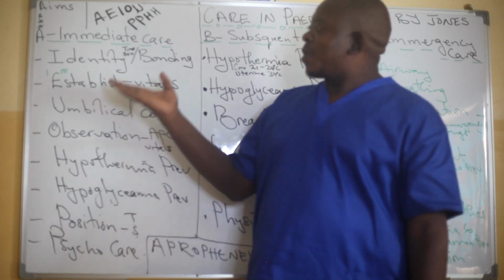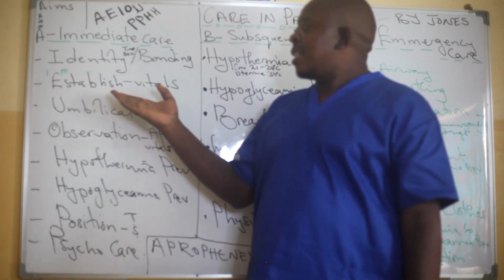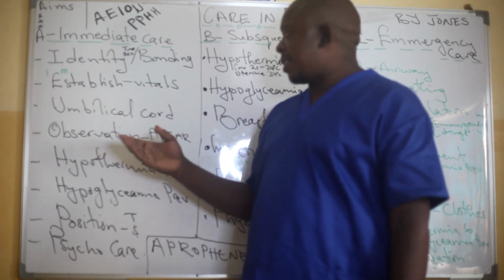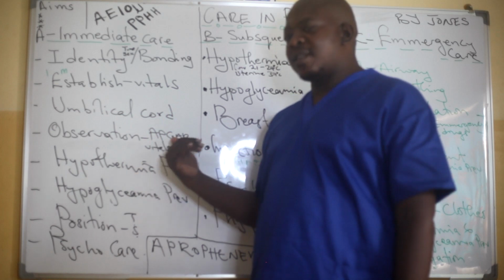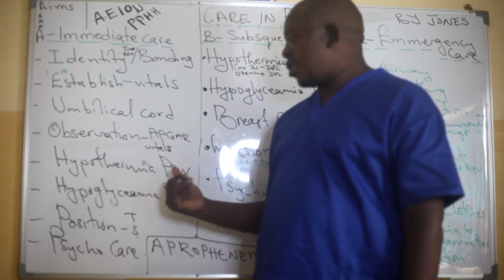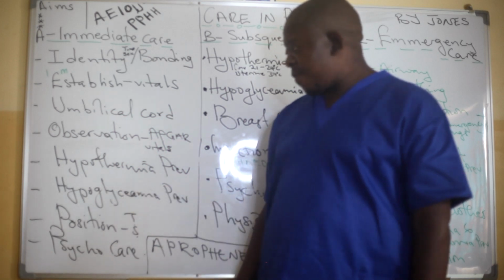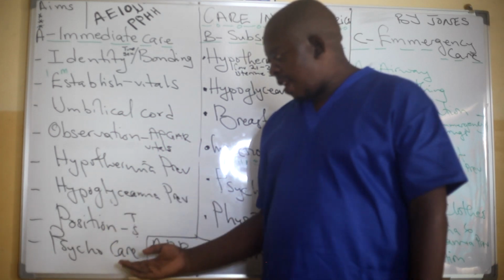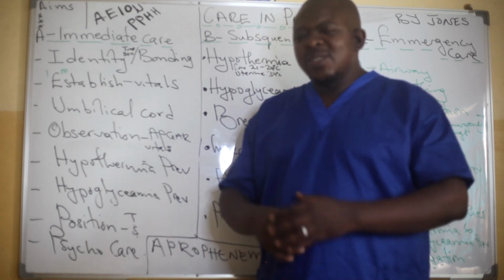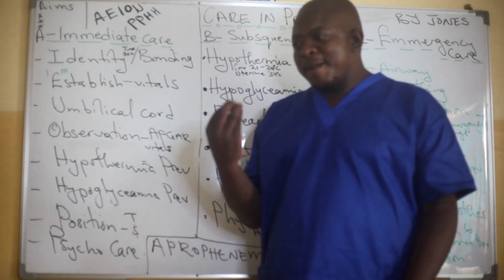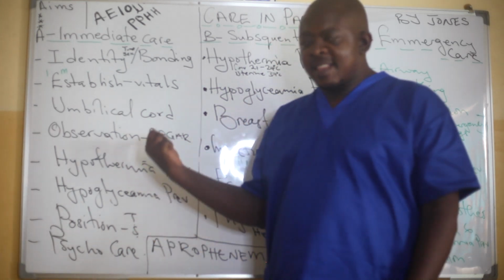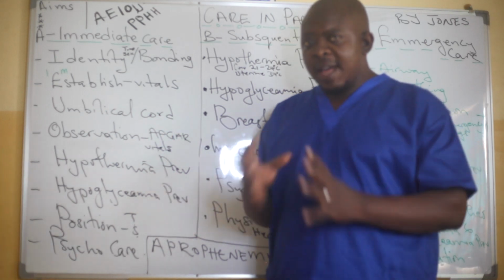So the elements include identity, establishing respiration, umbilical cord cutting, observations, mostly to do with the Apgar score, hypothermia prevention, hypoglycemia prevention, position, and psychological care. I've said these elements, you can still add other elements, but I feel they stand at the core of your nursing care in the immediate care. You can still add more.